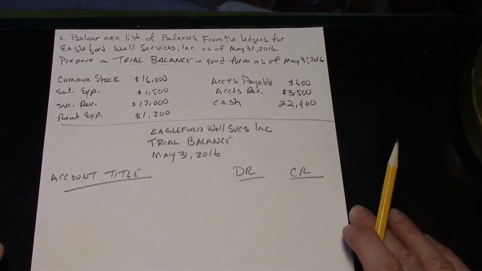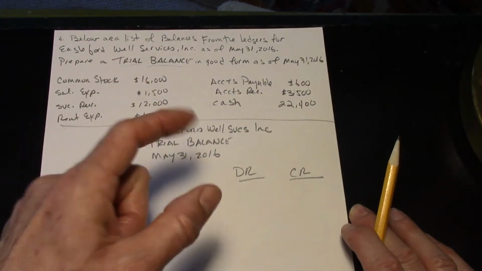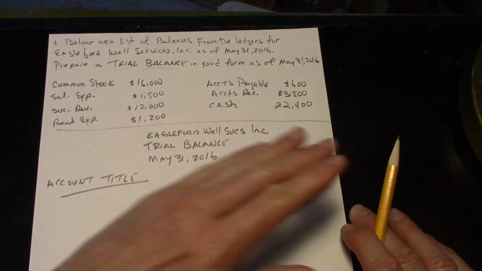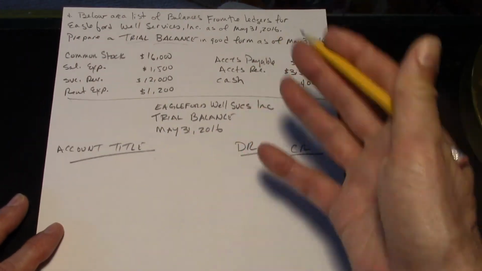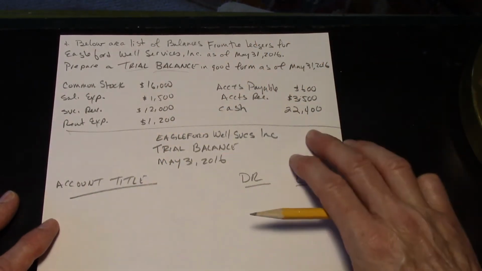So remember, the trial balance comes before you prepare the financial statements. It's where you put all your debits in one column, all your credits in the other column, and try to balance. That's how I remember it. So here's the answer down here, right? We're going to work on that.